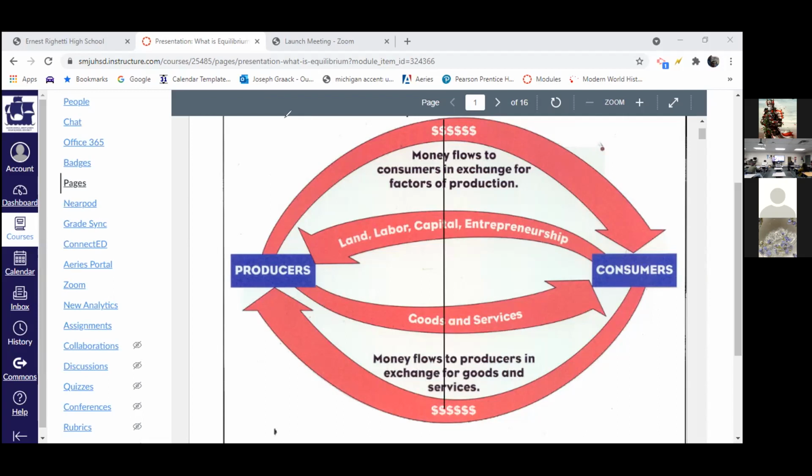On the production side, this represents supply, right? Production side represents supply because producers are the ones that provide the goods and services to the consumers on the demand side. So on this side here, we know that this is the demand side, and we know that consumers use their dollars to vote for the goods and services that they want.